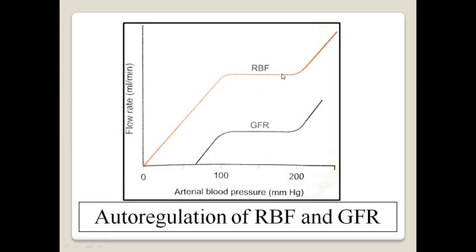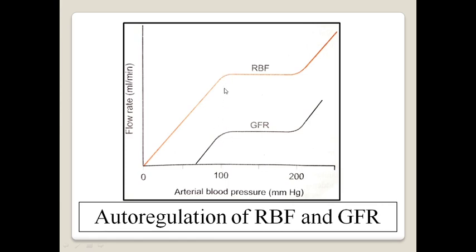Means there is a kind of activity to control the renal blood flow. If arterial blood pressure goes above 80 mm of Hg, then this linear line, this proportional relationship, is converted into a flattened line. Means it is not responding to the increase in arterial blood pressure. So at around 80 mm of Hg, the renal blood flow starts auto-regulating by the kidney. It will not respond to the change in arterial blood pressure.